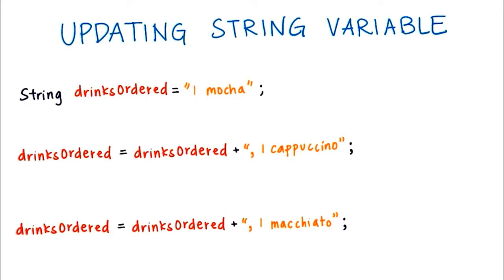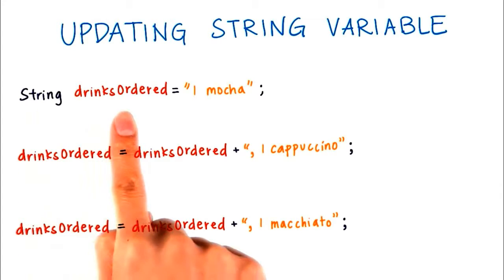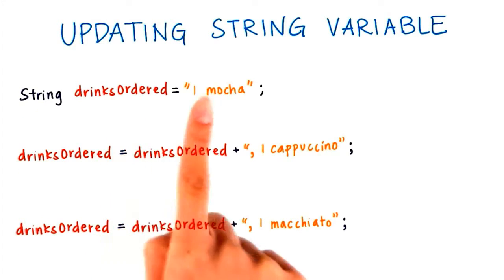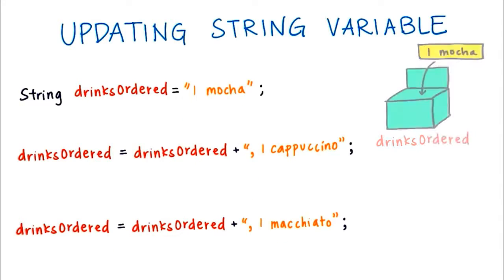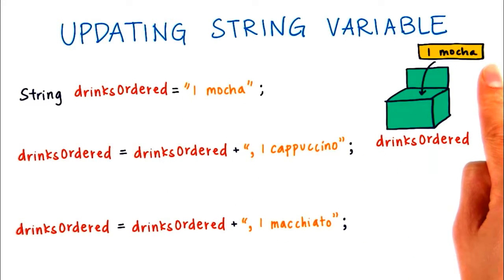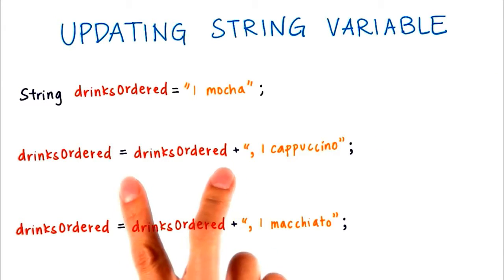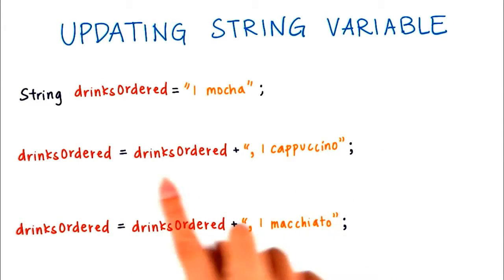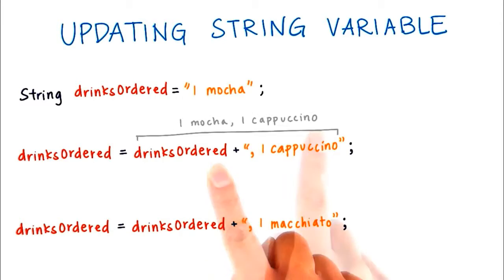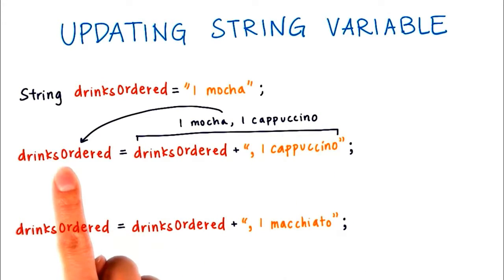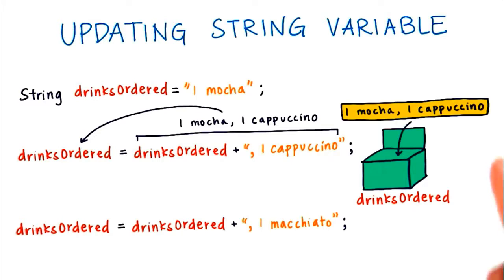If our app had a running list of all the drinks that the user wanted, then we could create a string variable called drinks ordered. We could start it off with one drink, like one mocha. In the variable, we would store the text one mocha. And then if the user wants another drink, then we can just concatenate the new drink onto the existing drinks ordered. This gets stored inside the variable drinks ordered like this.